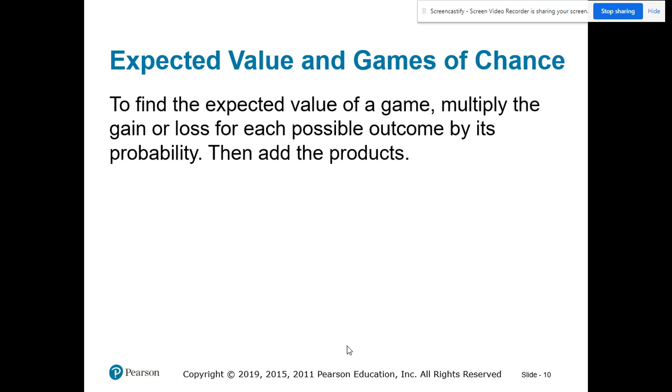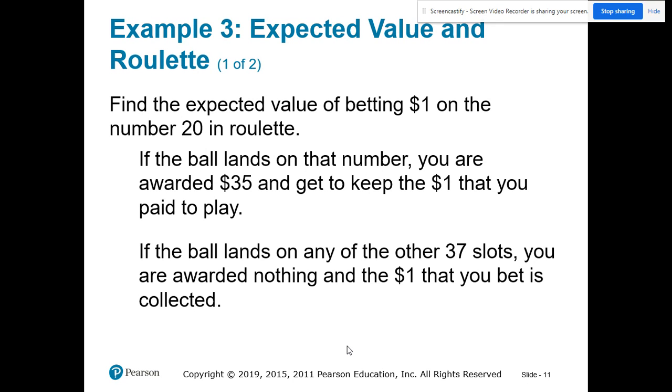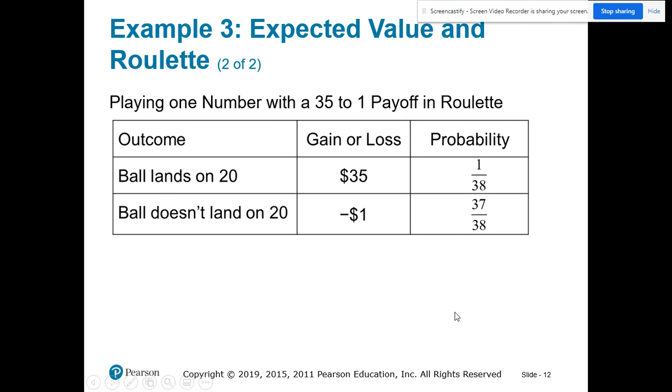Expected value for a game: you multiply the gain or loss by its probability and then add. Okay, so find the expected value of betting a dollar on the number 20 in roulette. If the ball lands on that number, you are awarded $35 and get to keep the dollar that you paid. If it lands on any other slot, you get nothing and you lose the dollar. All right, so this is the outcome, this is the probability. You multiply these together, and then you add them up.